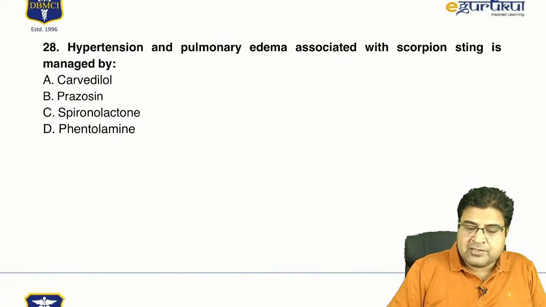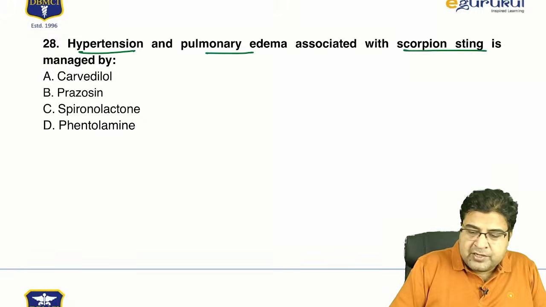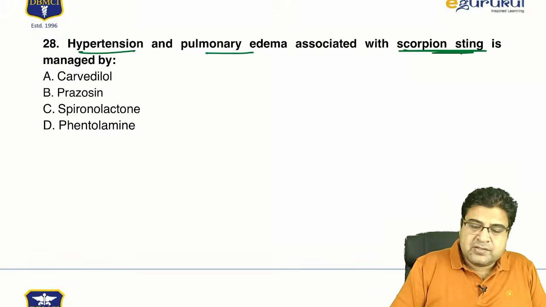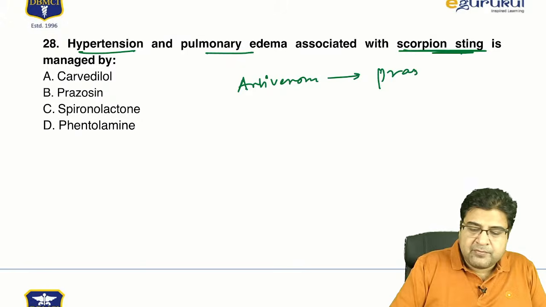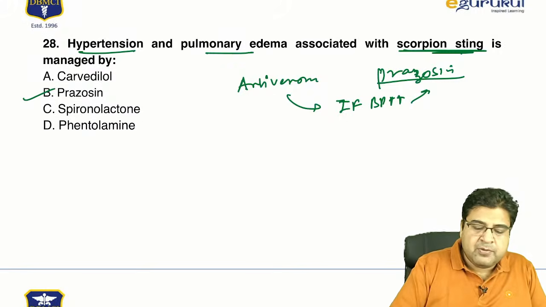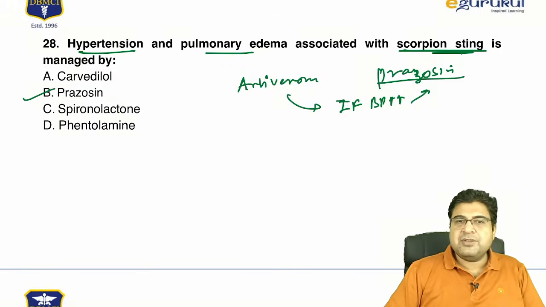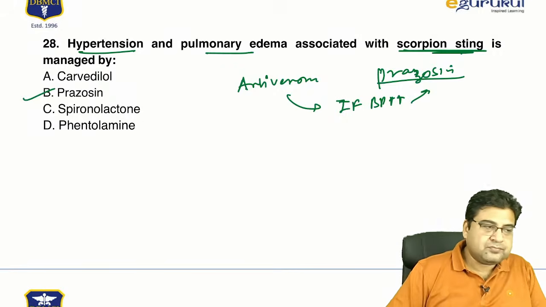Question number 28. Hypertension with pulmonary edema associated with scorpion sting. So guys, in scorpion sting, first of all, we give anti-venom. After giving anti-venom, if the BP is still high, right, then we give prazosin. So here the answer is prazosin. Prazosin is the drug that is given in patients of scorpion sting.